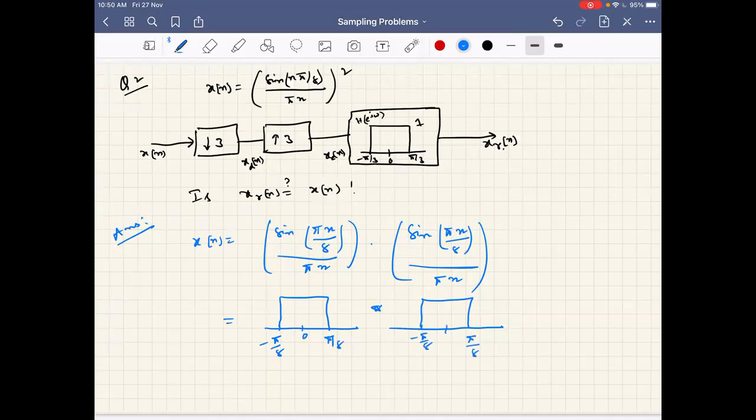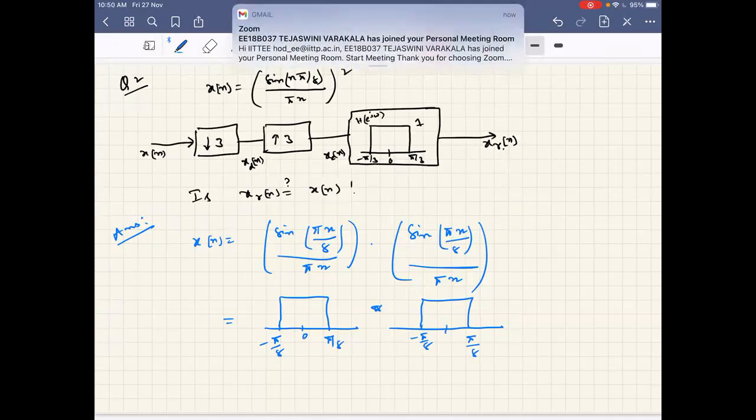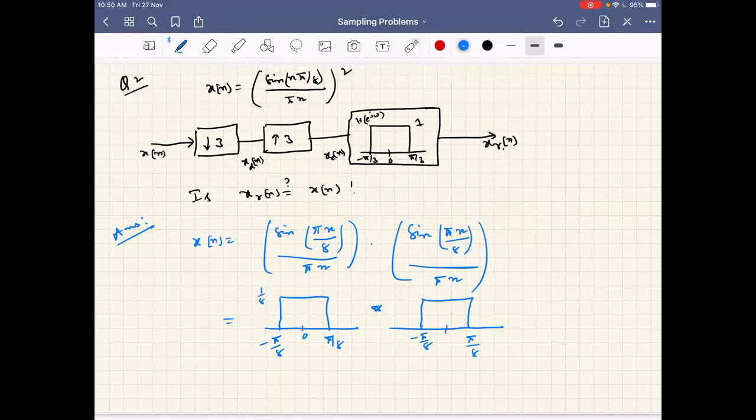I think the height is 1 by 8, but otherwise the height is not very important for now, because in the final input and output we just want to see whether they come out the same or not. So if we do this convolution operation, we get some spectrum. Up to where do you expect that spectrum can be? I request another student now.